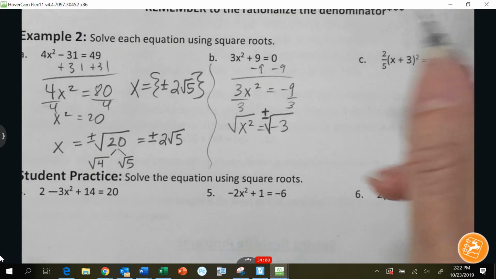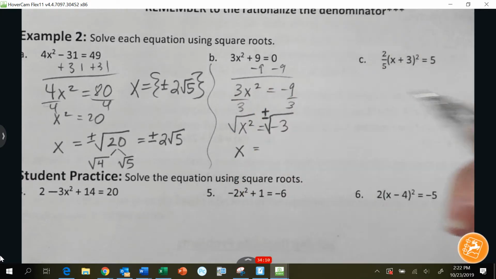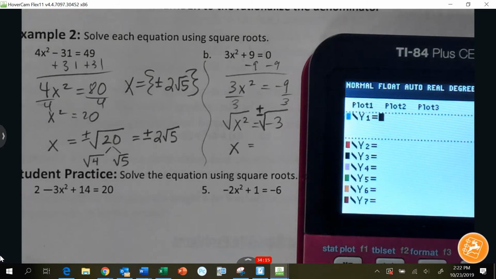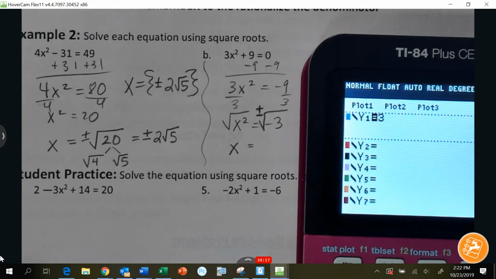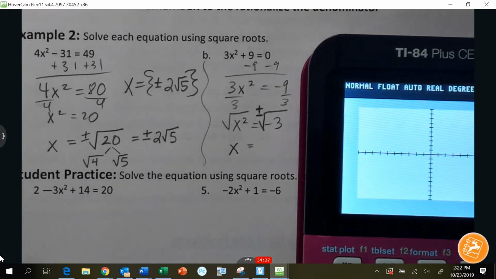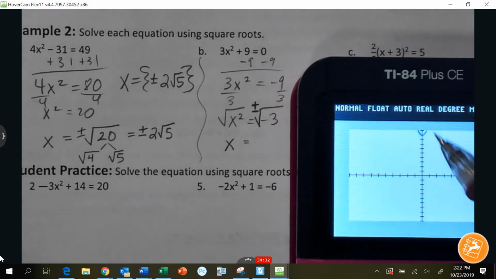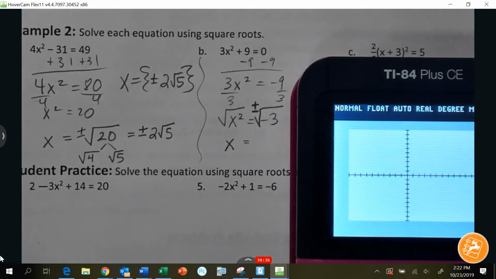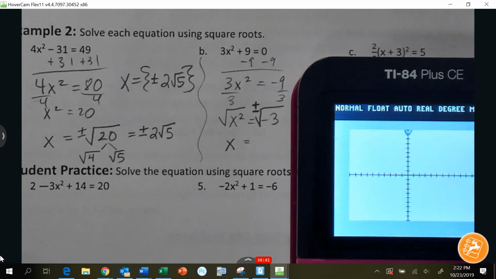Wait, if there's a negative... Don't worry, we're still learning. I'm going to type this one in like I was graphing it and you guys can see the answer. I'm just typing in the original 3x squared plus 9 and I'm going to hit graph. Can you see it up there? I can change my window. Here, I'll make it go higher. Whoops, I changed the x, not the y. Hold on, let's try that again.